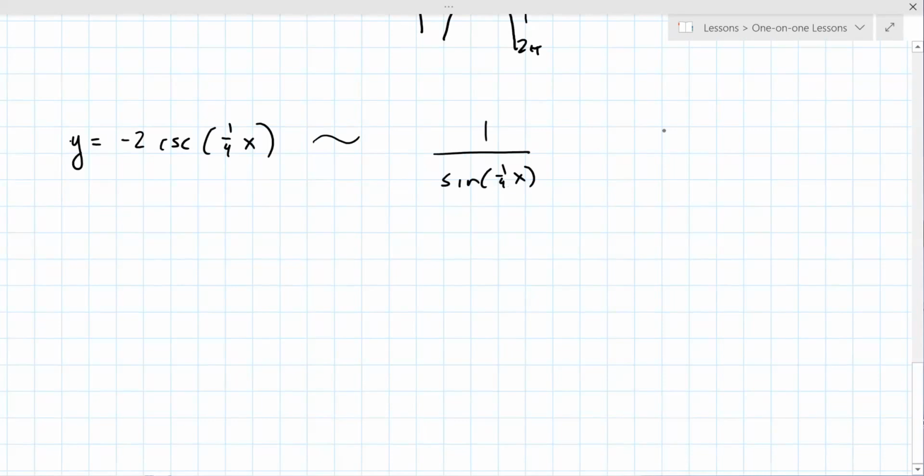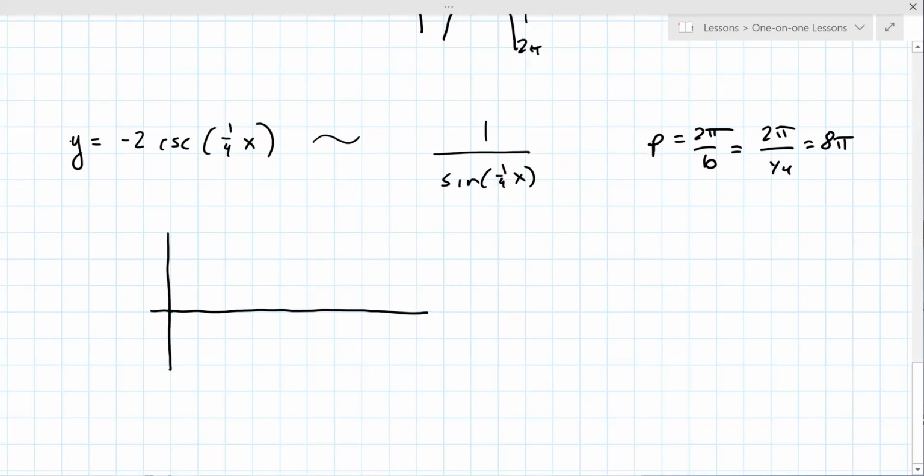So what does the 1/4 do? Well, it changes the period. The period is 2 pi over b. B is 1/4. So the period is 8 pi. Okay. So what does that do? Well, let's graph one wave of sine.